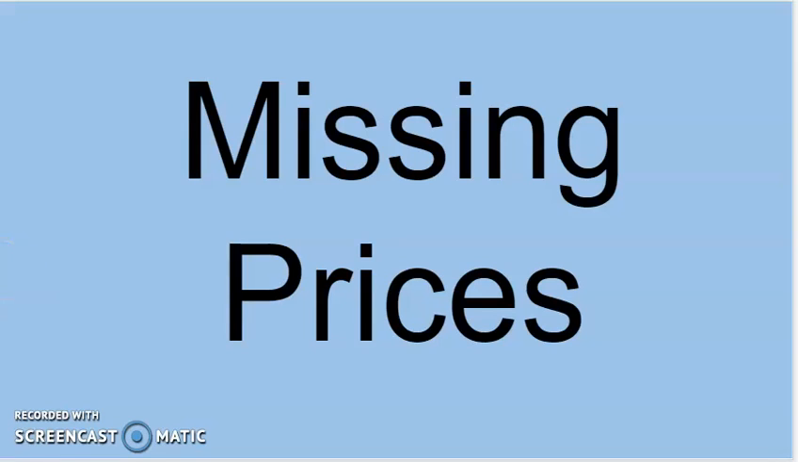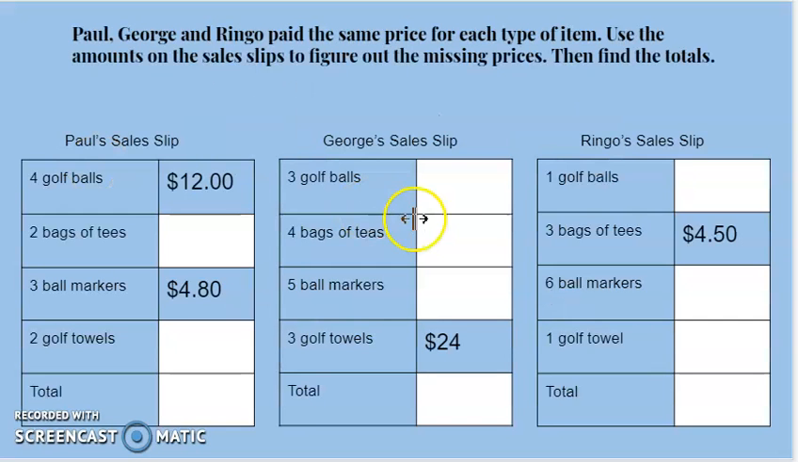Hey kiddos, this activity is called missing prices. This is what your slides are going to look like. The top is going to have just a little information about what's going on here. This one is Paul, George, and Ringo paid the same price for each type of item. Use the amounts in the sales slips to figure out the missing prices, then find the totals.